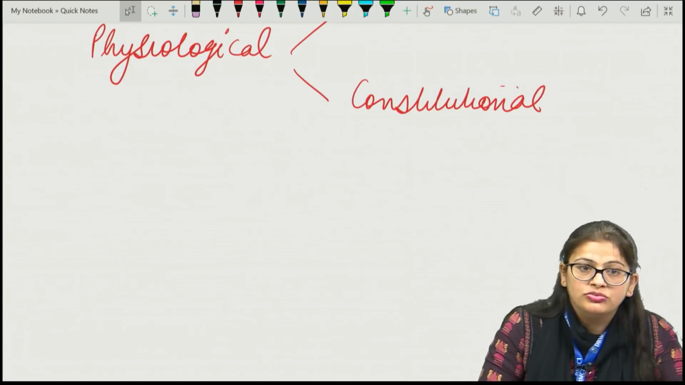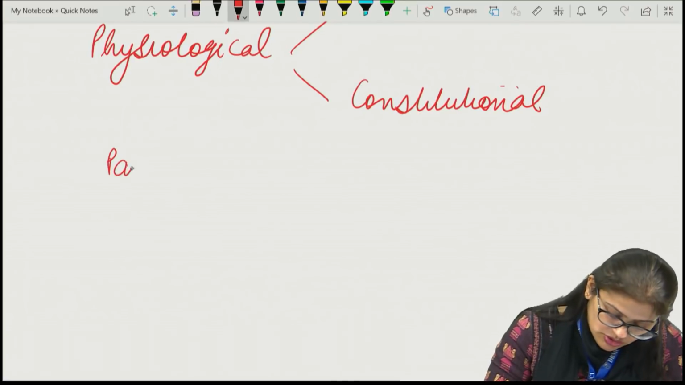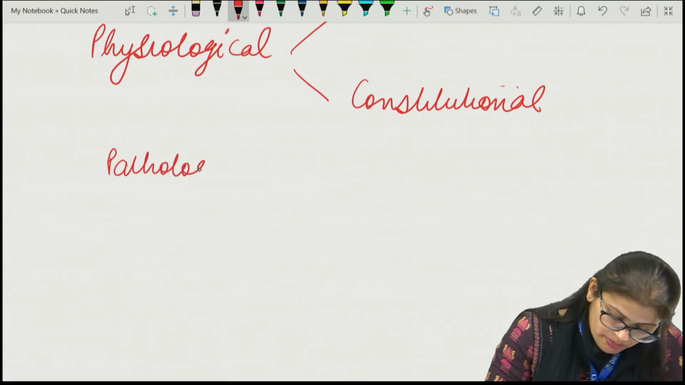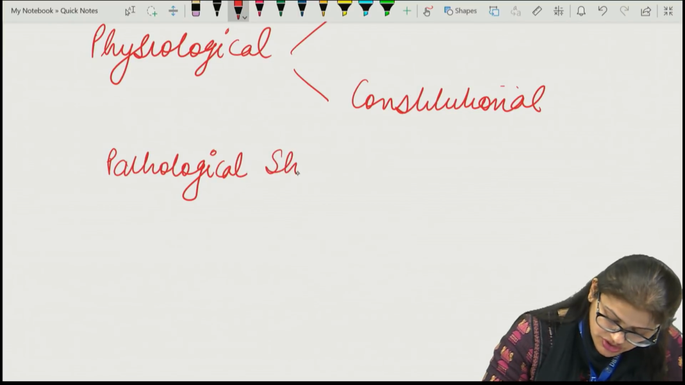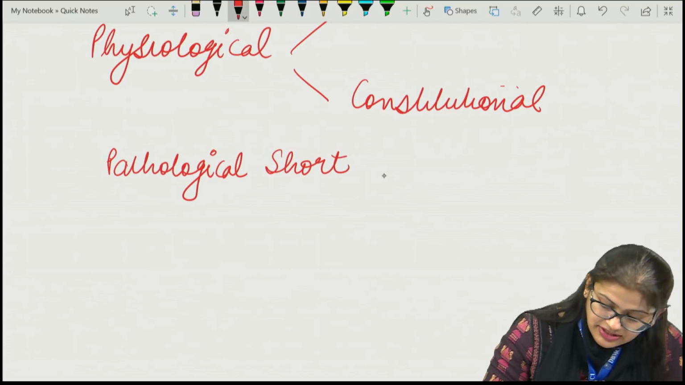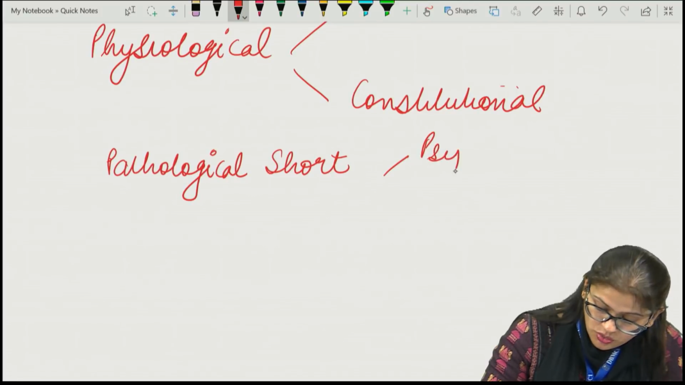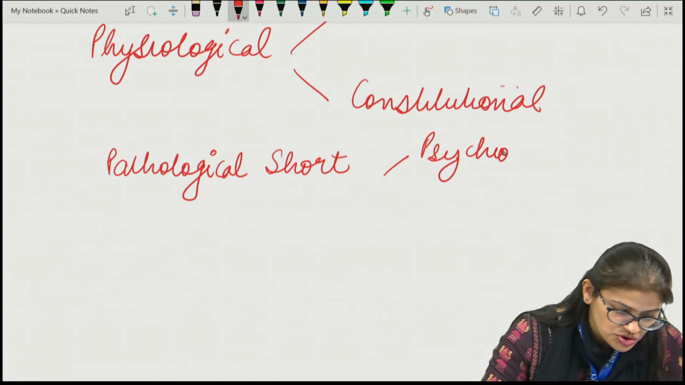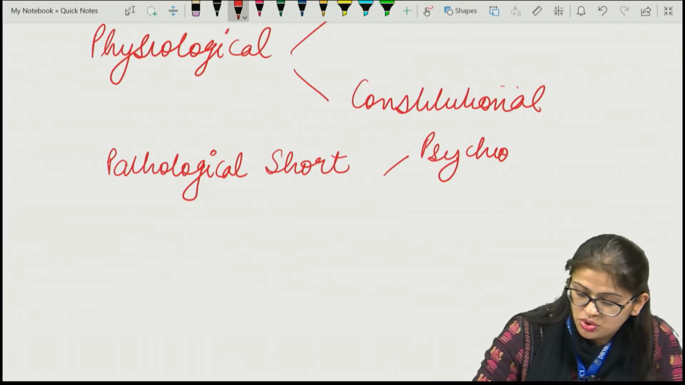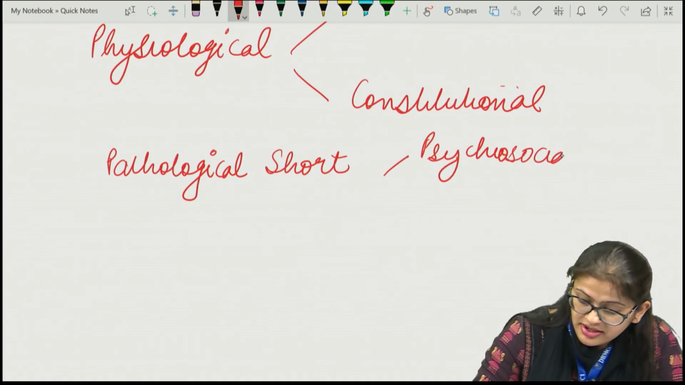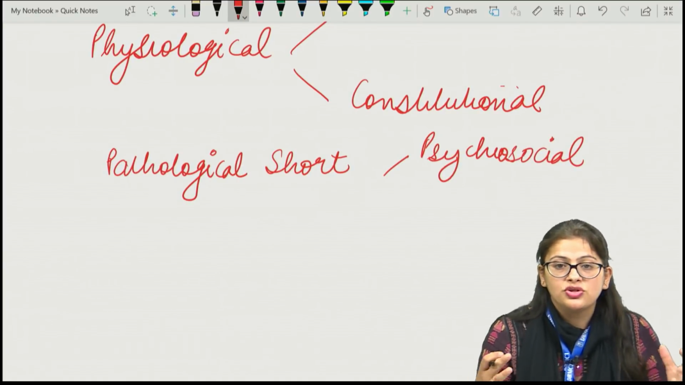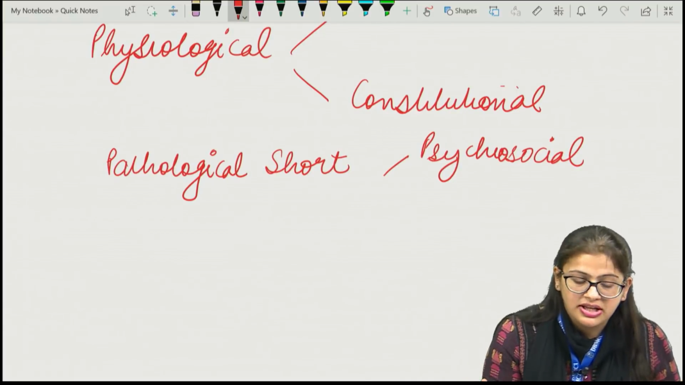Now we come on to pathological short stature. Pathological short stature can result from various causes. These can include psychosocial dwarfism, also known as maternal deprivation syndrome, where the child cannot gain height because of the stress that he is in.